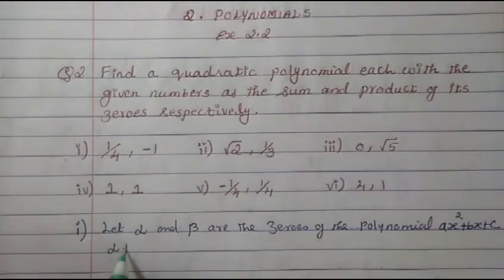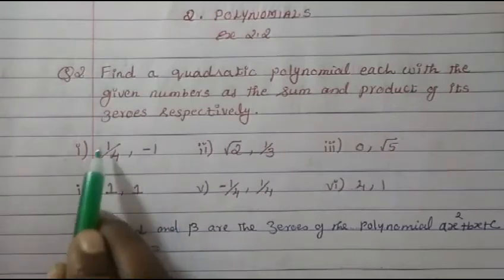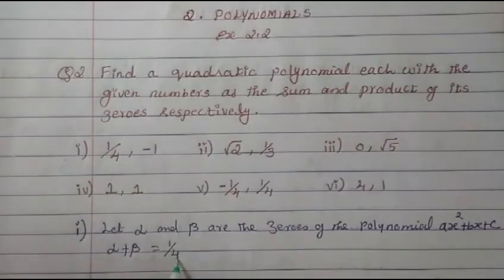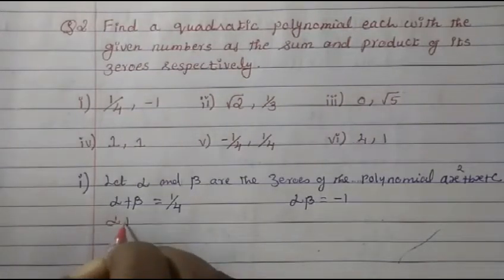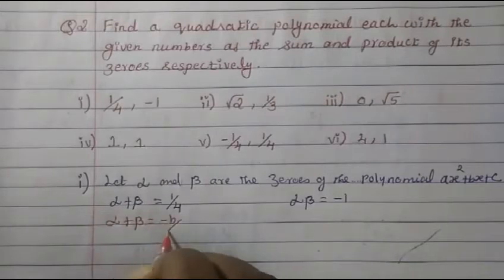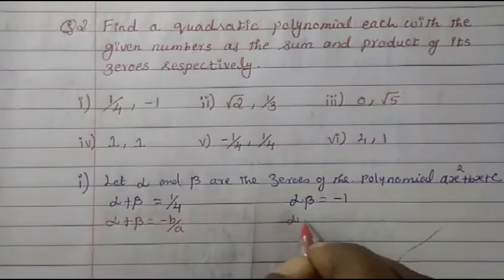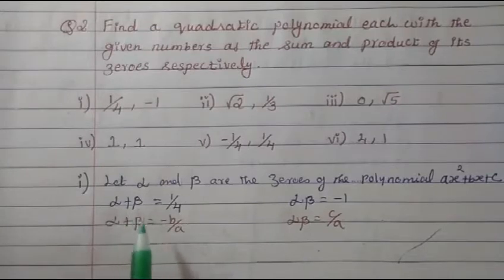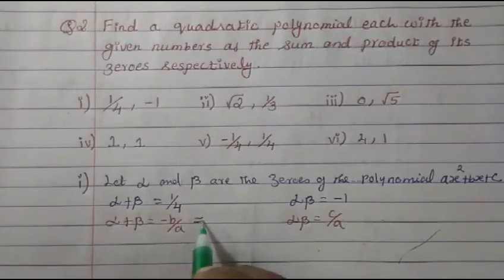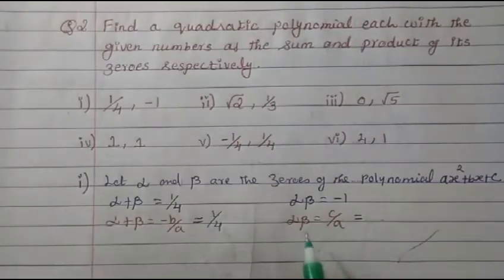Now alpha plus beta is the sum of the zeros, and the sum of the zeros is 1 upon 4. The product of the zeros is minus 1. So first one is the sum of the zeros, another one is the product of the zeros. Now we know that the sum of the zeros is minus b upon a, and the product of the zeros is c upon a. So here the sum of the zeros, minus b upon a, is given to us as 1 upon 4.